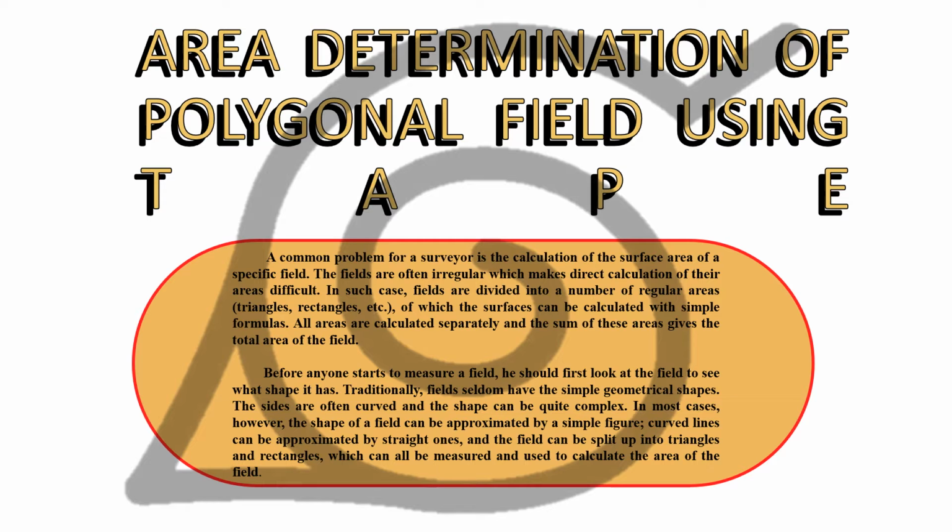In such case, fields are divided into a number of regular areas, triangles, rectangles, etc., of which the surface can be calculated with simple formulas. All areas are calculated separately, and the sum of these areas gives the total area of the field.